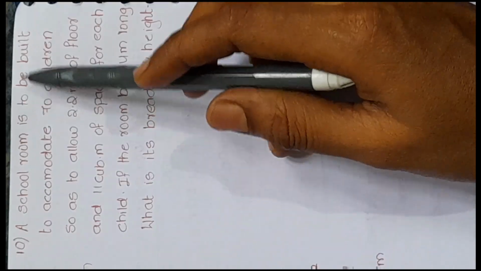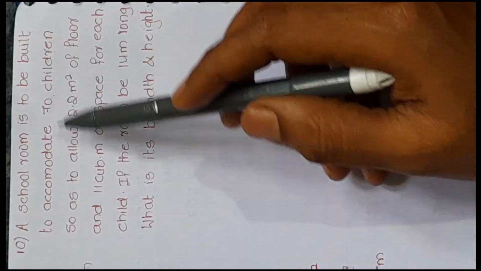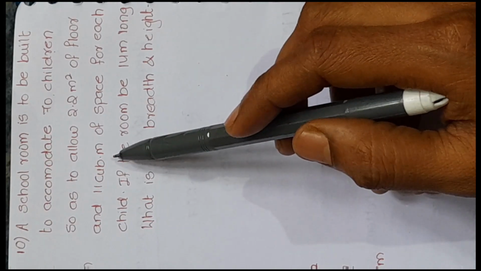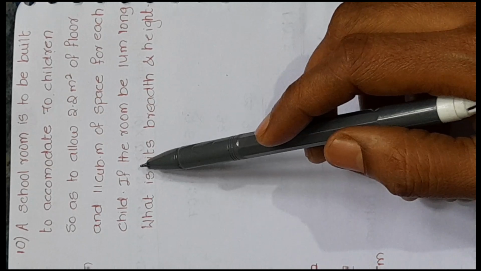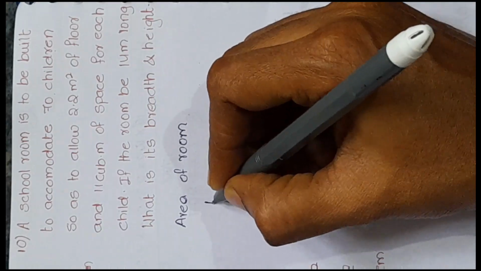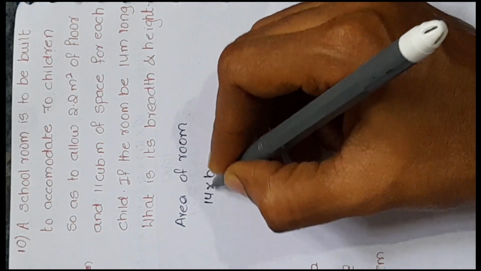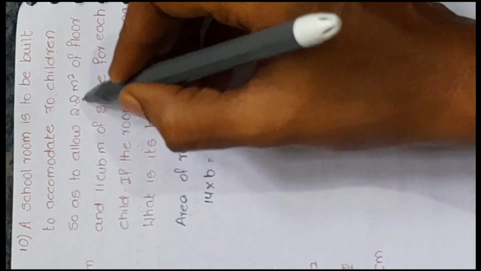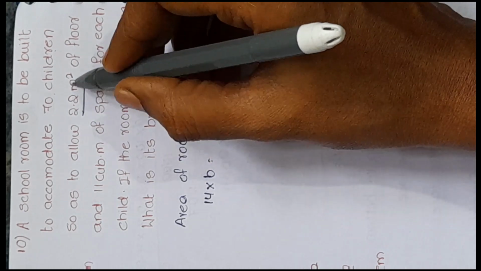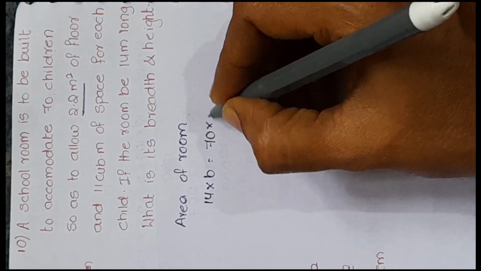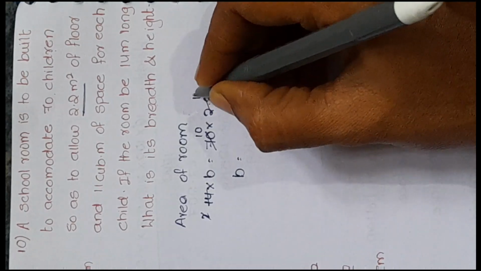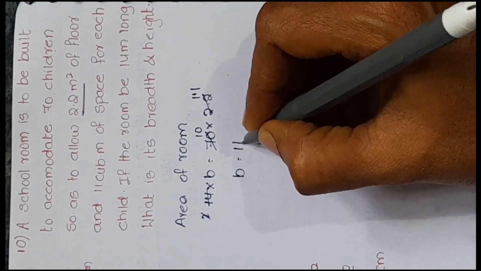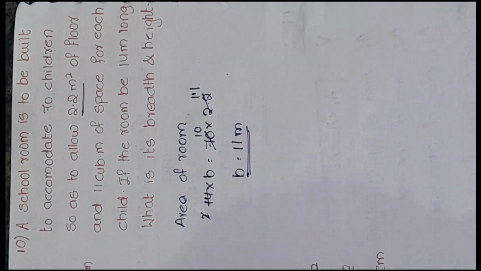10th question. A school room is to be built to accommodate 70 children so as to allow 2.2 meters square of floor and 11 cubic meter of space for each child. If the room be 14 meters long, what is the breadth and height of the room? Area of the room is length into breadth. The length is 14 and breadth we don't know. So 14 into B is equal to, there are 70 children and space provided is 2.2 meters square, that is 70 into 2.2. From 10 times 2 times 1.1, we get B is equal to 11 meters, that is the breadth of the room.